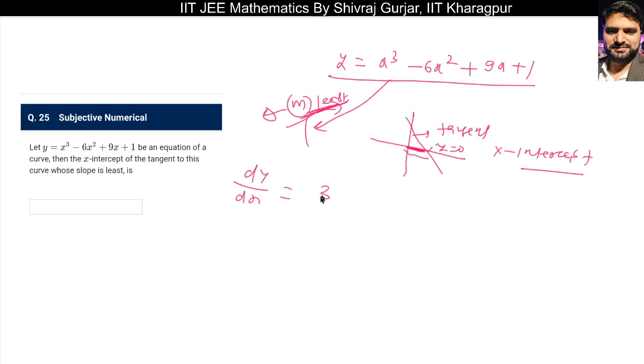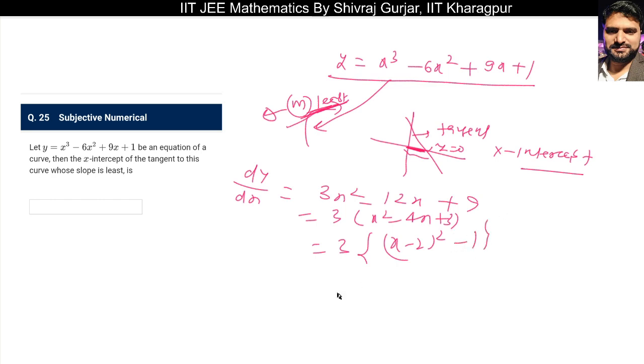dy by dx is 3x square minus 12x plus 9. Let us take 3 common. So this is x square minus 4x plus 3. This can be written as x minus 2 whole square minus 1. That is 3 times (x minus 2) square minus 3. This is dy by dx. We have to minimize this. What will be its least value?